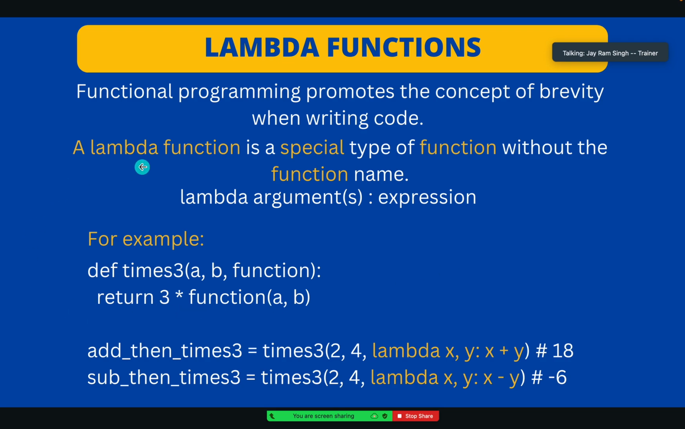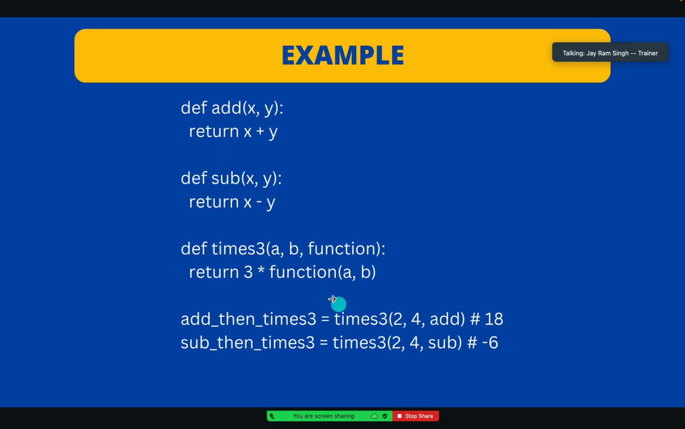First, you should know the lambda. A lambda function is a special type of function without a function name. It looks like this: you write lambda. Lambda is a keyword. Then arguments, then some expression using those arguments. For example, here, if you write def times 3 a comma b function, I return 3 into function. From here, I have written this function, right? And I have not written this one, but the same work is being done here.